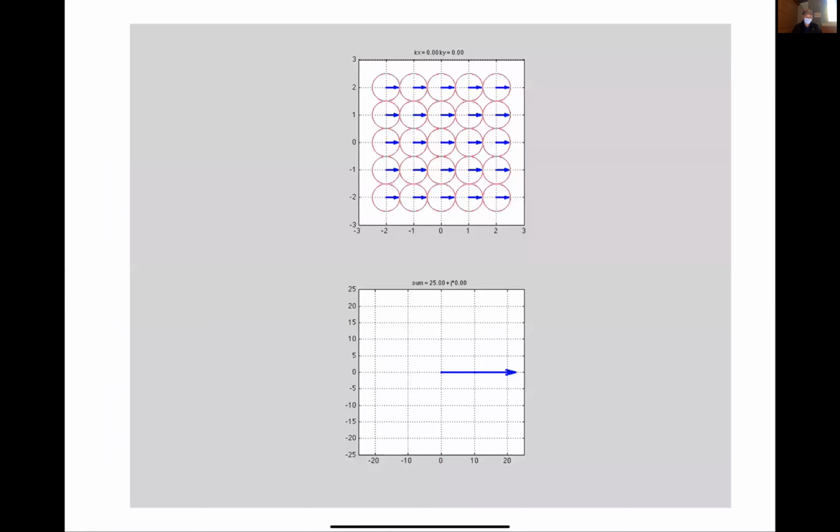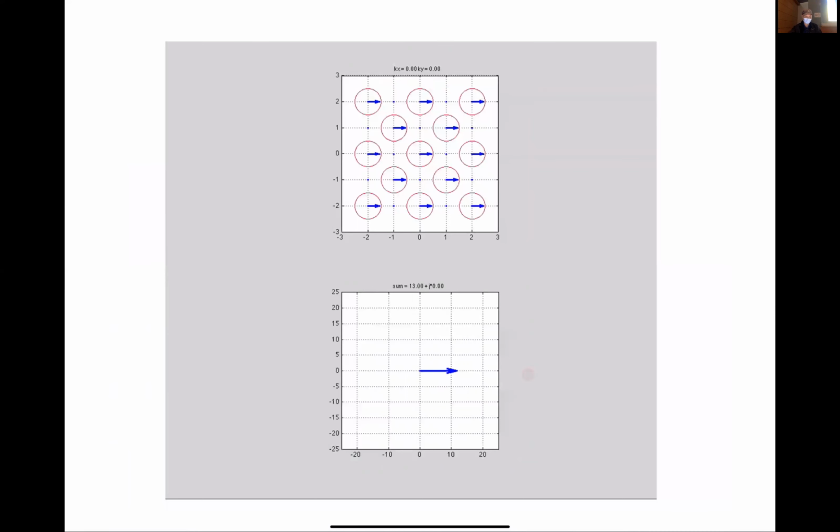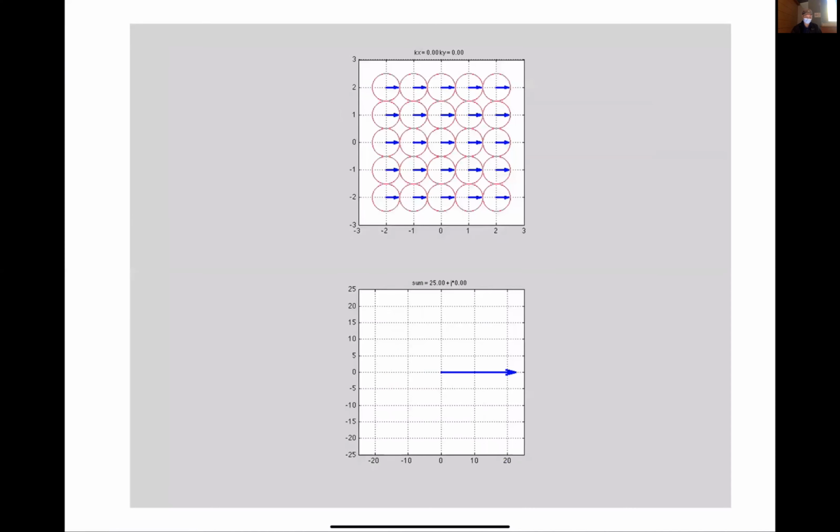So that's shown by these movies here. For example, if I have this object, then the vector sum is pretty strong. Whereas if I have this object here where all these are 0, then when I'm at kx equals 0, ky equals 0, I still add up the spins, and so the sum is 13, but it's not as high as this one, which is 25, because here we have all the spins that add up together to give me my vector sum.